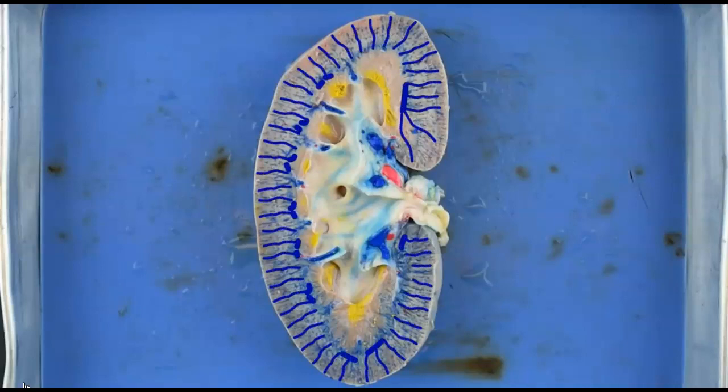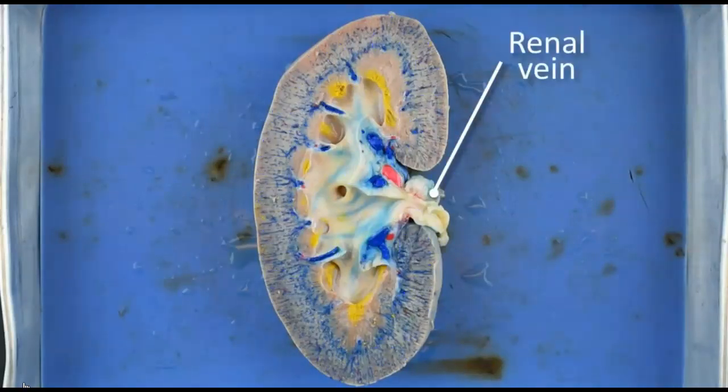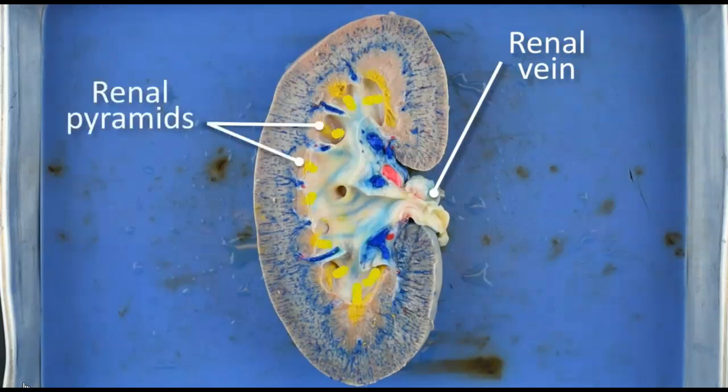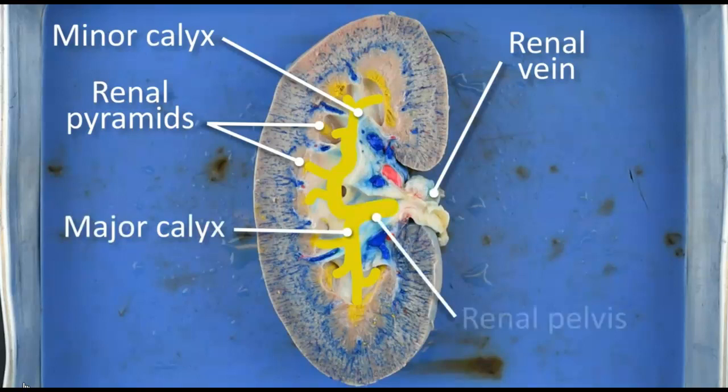However, the filtered blood now makes its way back into the renal vein. The leftover waste is dropped off into the collecting system. The minor calyx is the first place urine is formed, then it drains into a major calyx, and then eventually the renal pelvis and out the ureter.